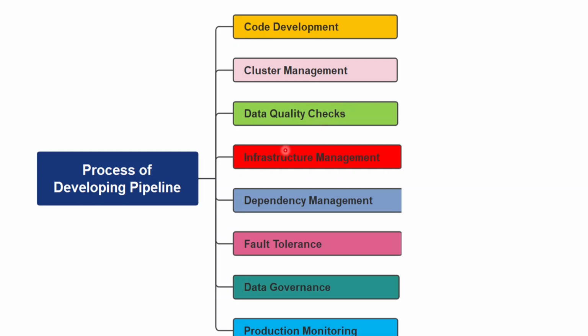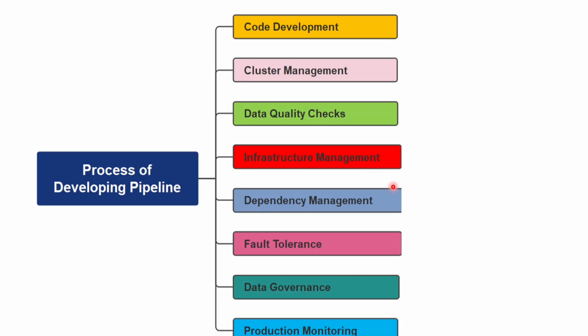And the next thing is infrastructure management. As I mentioned earlier, cluster management is also one part of infrastructure management. Apart from that, we have to look into the Spark user interface in order to understand the health of executors, worker nodes, and driver node. We have to manage the infrastructure. We have to monitor and take corrective action if something goes wrong. So infrastructure management is another important aspect of development.